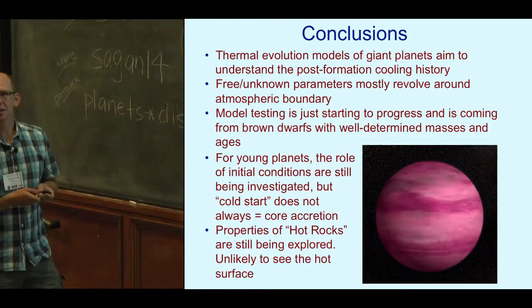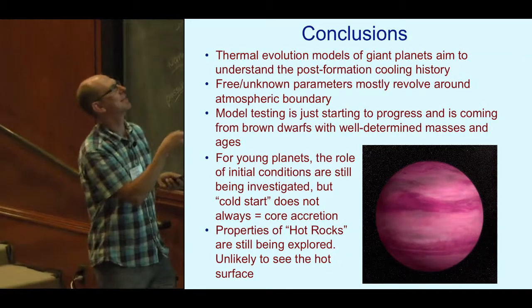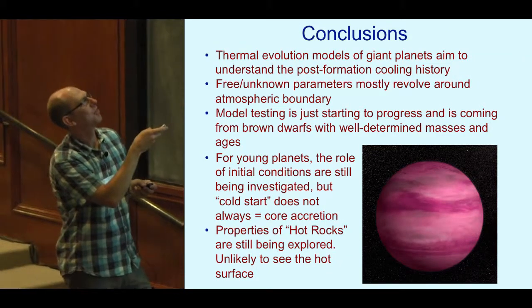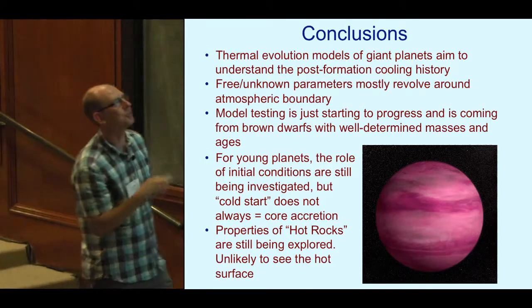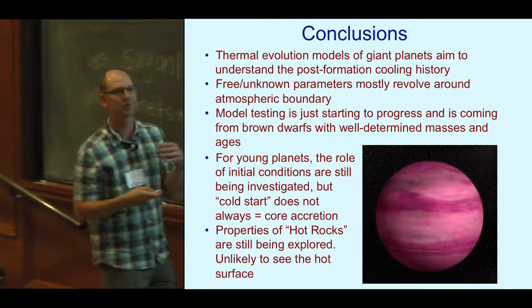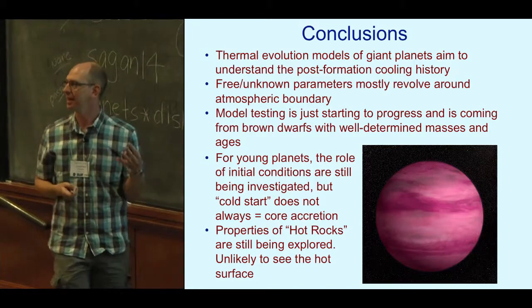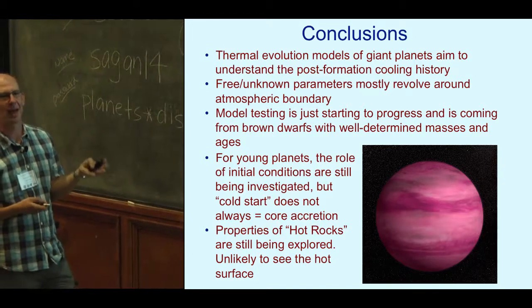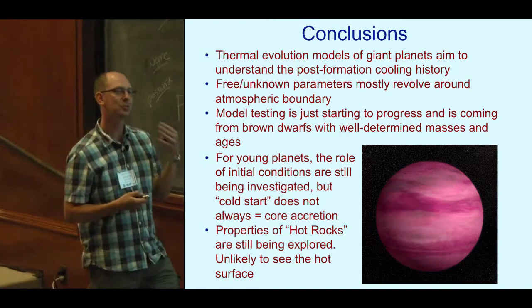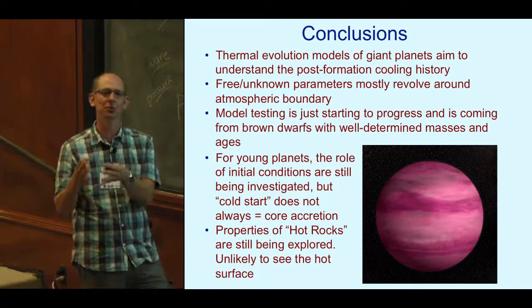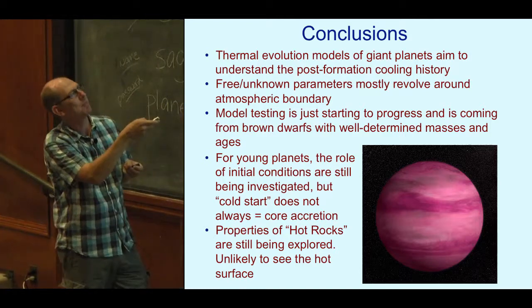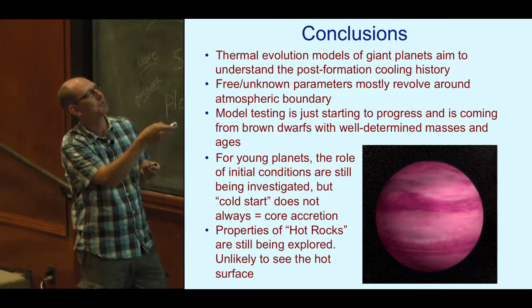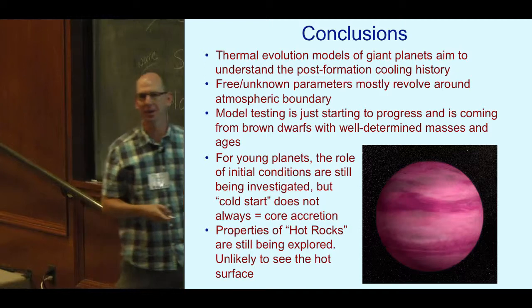So to conclude, I'm good on time, I think. Thermal evolution models of giant planets aim to understand the post-formation cooling history. And that's, of course, extremely important in directly imaged planets where we often don't know the mass. You want to compare the observed quantities to model-derived quantities. The free/unknown parameters in giant planet cooling models mostly revolve around the atmospheric boundary condition.